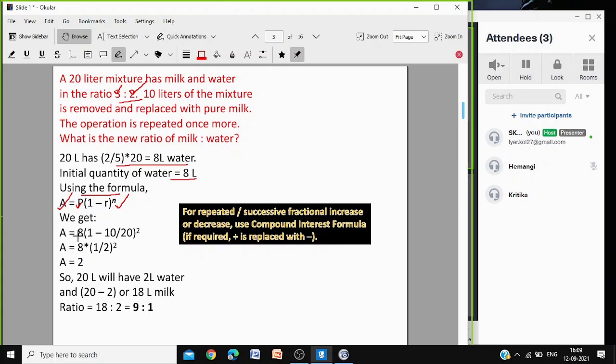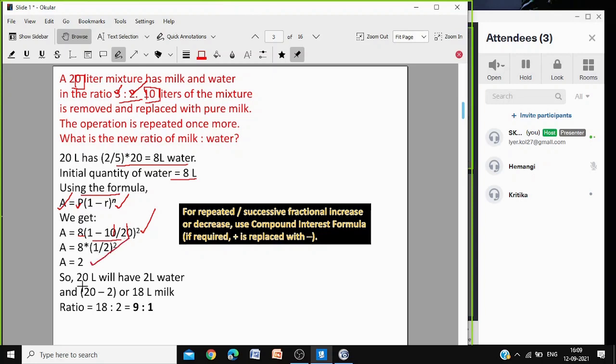So 8 liters is the initial quantity, the so-called principal. 1 minus R is 10 by 20. Each time you are removing half of the mixture, 10 out of 20. So 10 by 20 whole square, because you are performing the operation 2 times. The zeros will cancel. You will get 1 by 2 whole square, that is 1 by 4. So 8 multiplied by 1 by 4 is 2 liters.